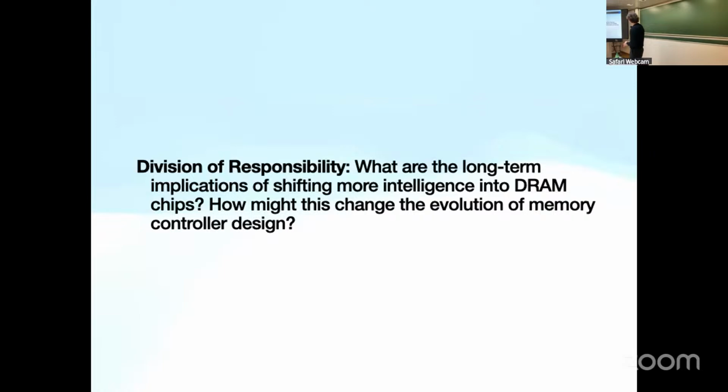Now, the next question I have is, what are long-term implications of shifting more intelligence into the DRAM chips, and how this might change the evolution of memory controller design and memory design in general?